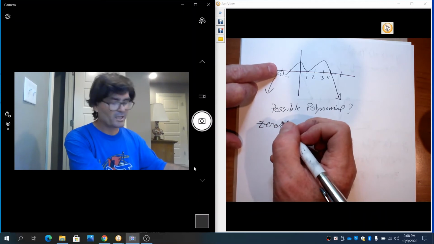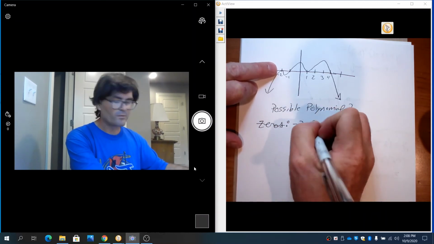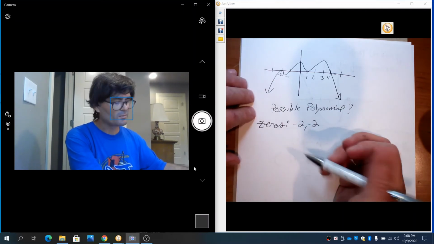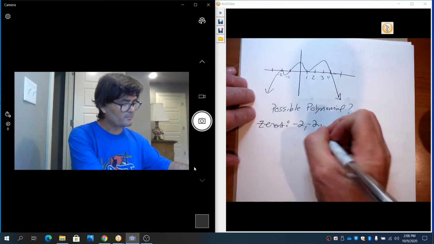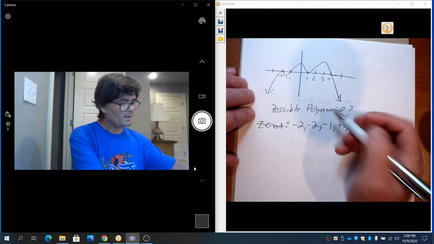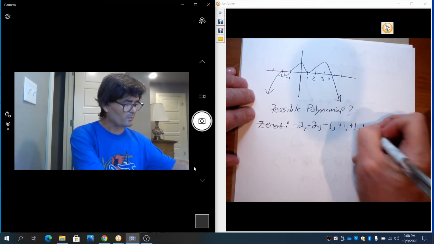Looks like we touch at negative 2. So we've got two of those. We could have four of them, I don't know, but we have at least two. We cross at negative 1. We touch at positive 1, so there's two of those. And then we cross at 4, so there's one of those.